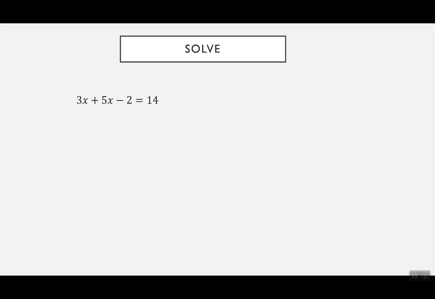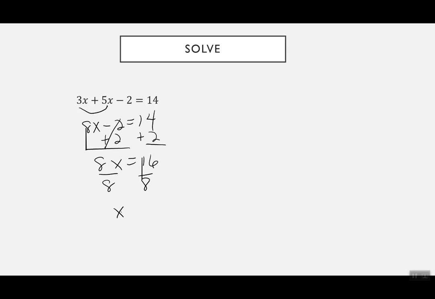In this one, I have 3x plus 5x minus 2 on the left and just 14 on the right. Now this time, before I start moving things around, I notice that 3x and 5x can be combined because they're like terms. So 3x plus 5x gives me 8x. Minus 2 is 14. Well, let's go ahead and add 2 to both sides. Now 8x is 16, and then I can divide by 8, so x is 2.